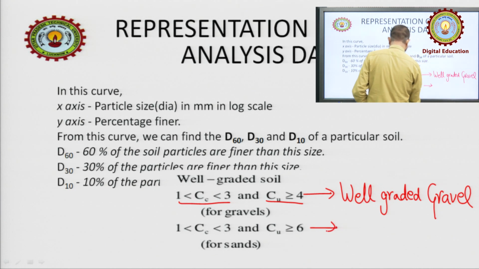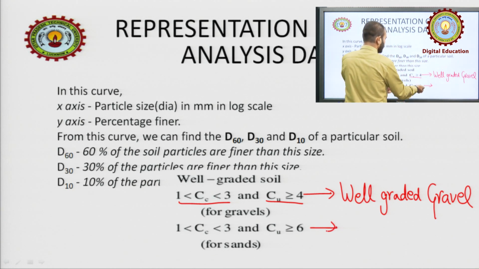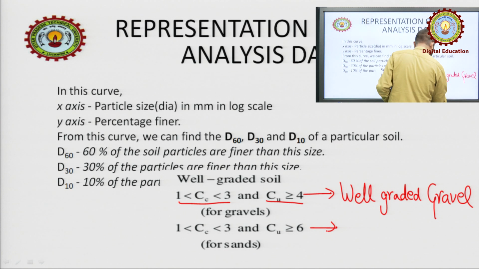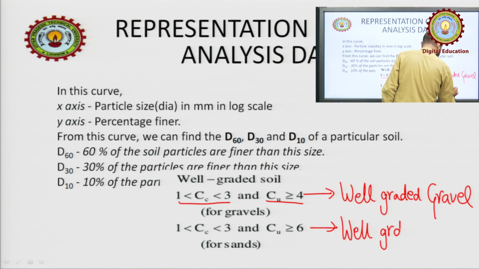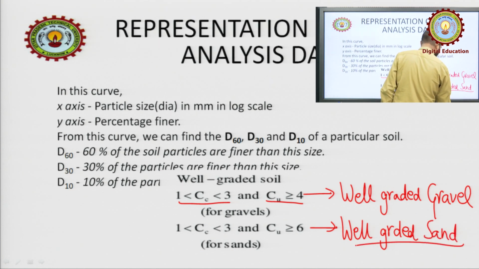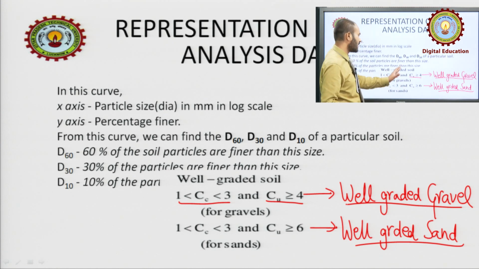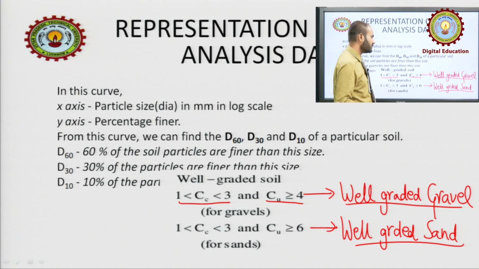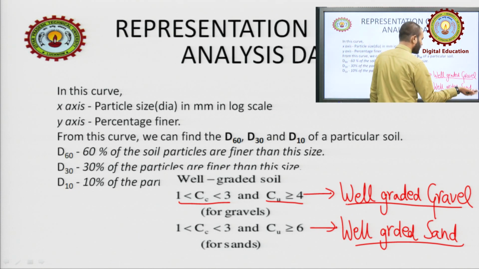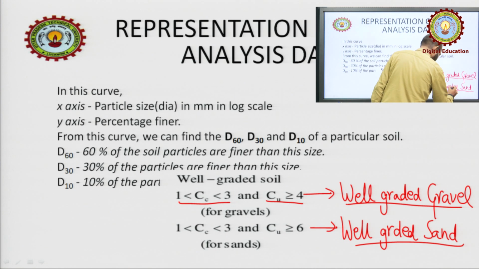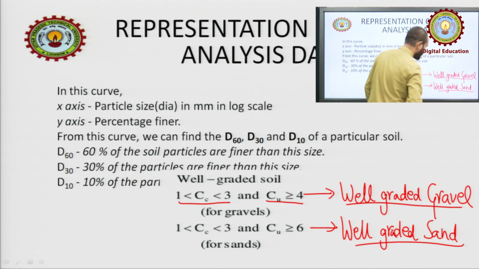Again, if Cc is between 1 and 3 and Cu is greater than 6, this means well graded sand. I think you have understood. This also comes in handy a number of times to find out what the soil is and how well or how poorly graded it is.